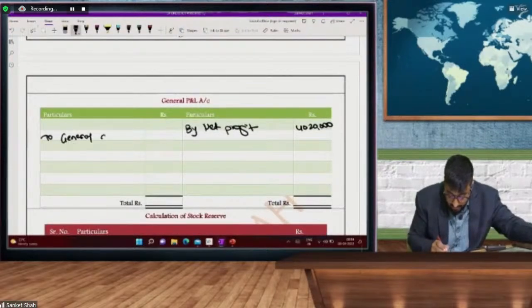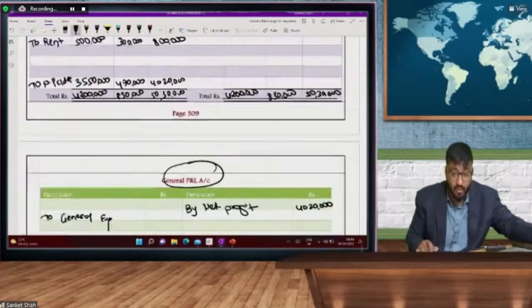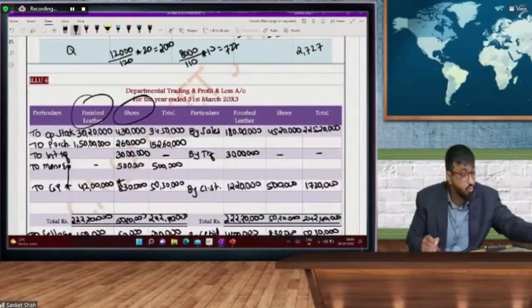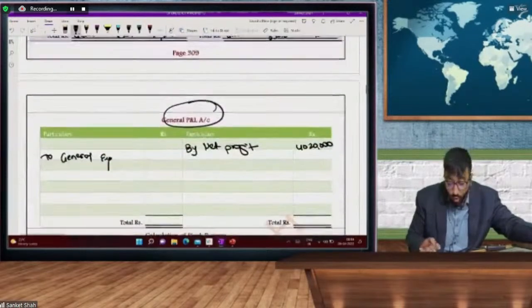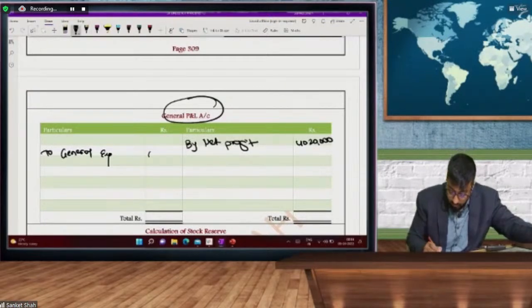General expense. Normal P&L, it is not individual, department wise, finished leather and shoes. It is for total. Some expenses you can't apportion. That's why you are preparing general P&L. You got this concept? General P&L, because you are not apportioning expenditure. 8,50,000.